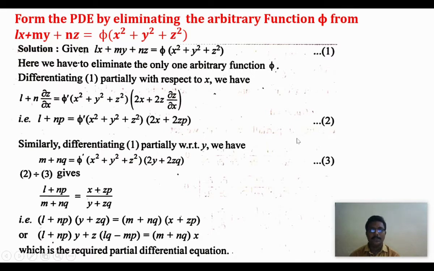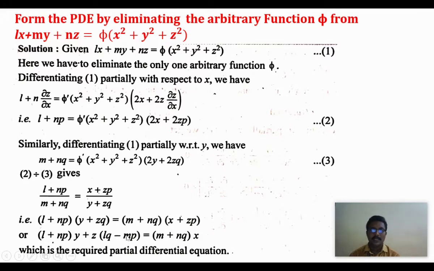Similarly, doing the differentiation partially with respect to y, we will get equation 3. But don't forget, while differentiating partially with respect to y, keep x as constant. Now 2 by 3 gives the equation, and cross multiplying, we will get the required partial differential equation.